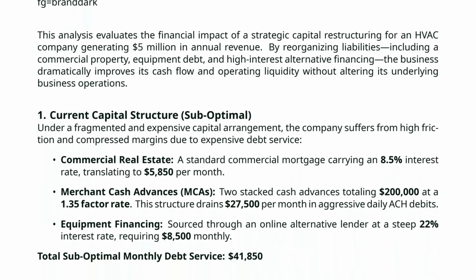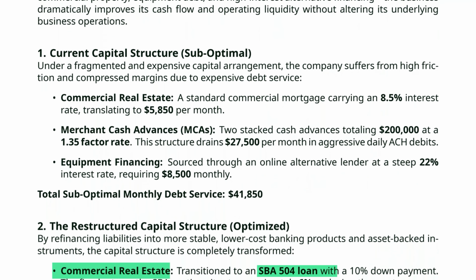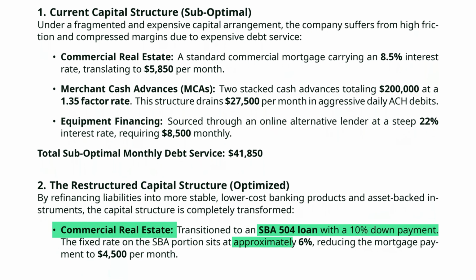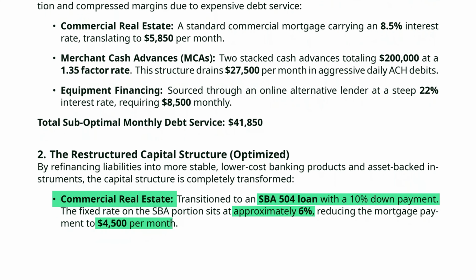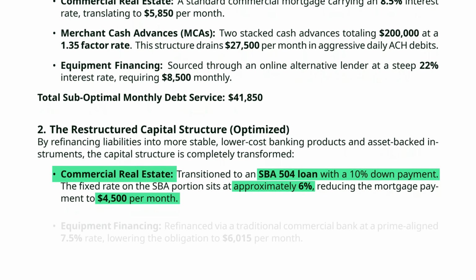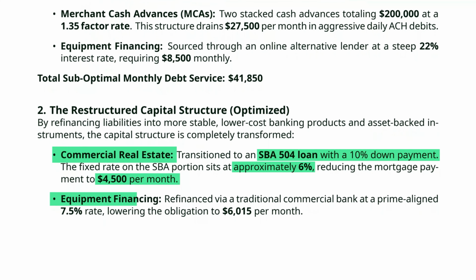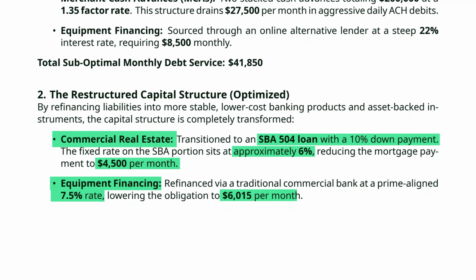Now, if you restructure that same capital without changing anything about that business, here is what happens. The commercial building goes on an SBA 504 with 10% down, and a fixed rate around 6% on the SBA portion, which drops the monthly payment to $4,500. The equipment gets refinanced through a bank lender at 7.5%, bringing that down to $6,015 a month.